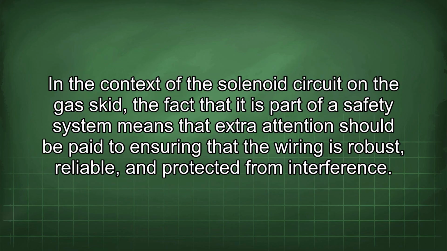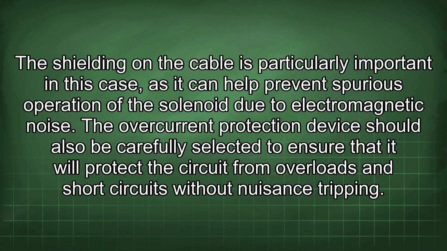In the context of the solenoid circuit and the gasket, the fact that it is part of a safety system means that extra attention should be paid to ensuring that the wiring is robust, reliable, and protected from interference. The shielding on the cable is particularly important in this case, as it can help prevent spurious operation of the solenoid due to electromagnetic noise. The overcurrent protection device should also be carefully selected to ensure that it will protect the circuit from overloads and short circuits without nuisance tripping.